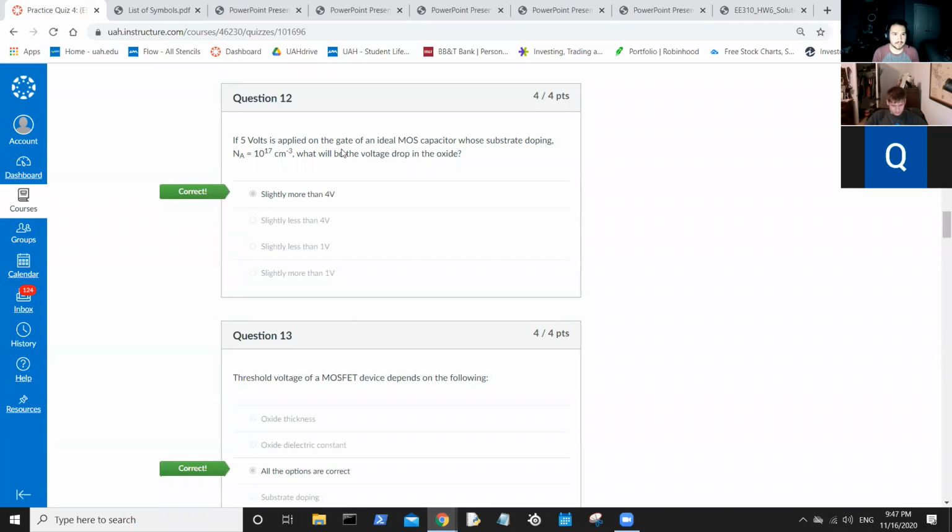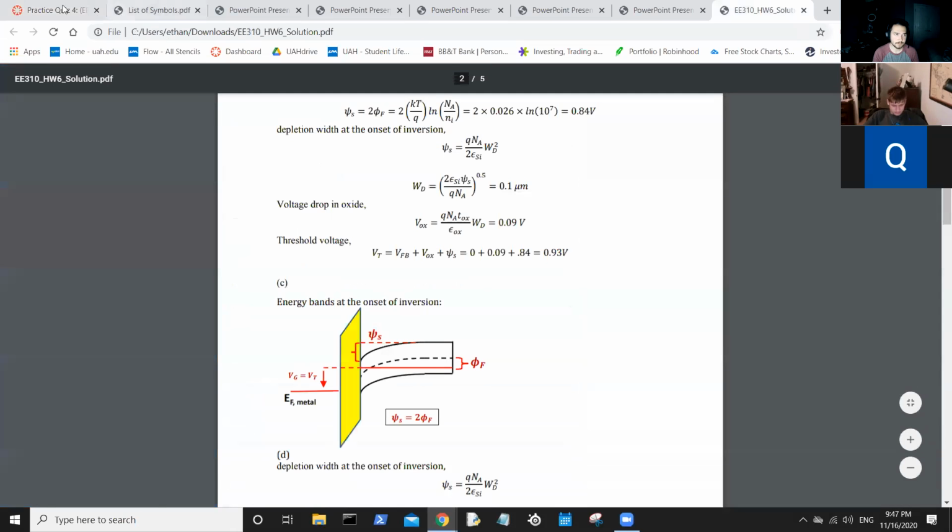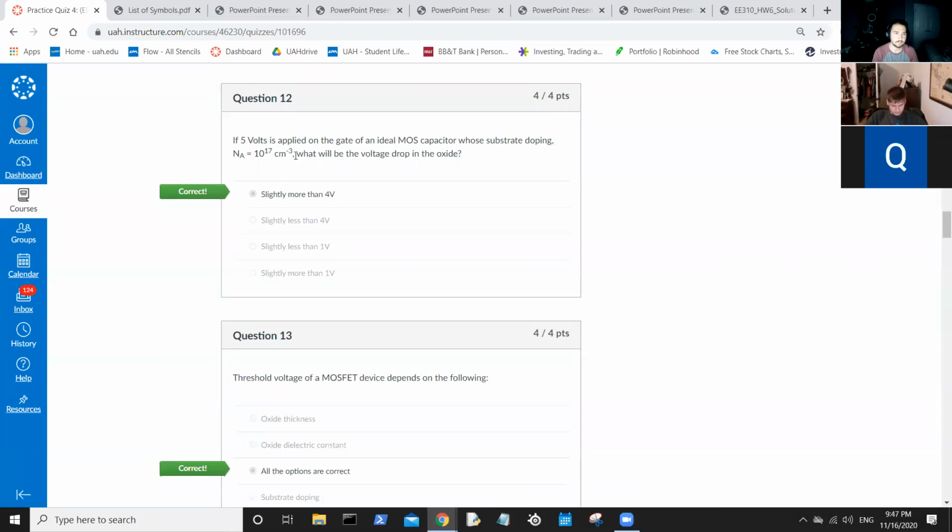If 5 volts is applied to the gate of an ideal MOS capacitor whose substrate doping is this, what is the voltage? So I talked about this twice by now, so it's just some formulas here, 2 formulas, and you back solve them, and then you can find the voltage drop in the oxide. But right off the bat, you can eliminate 2 answers here to make it easier.